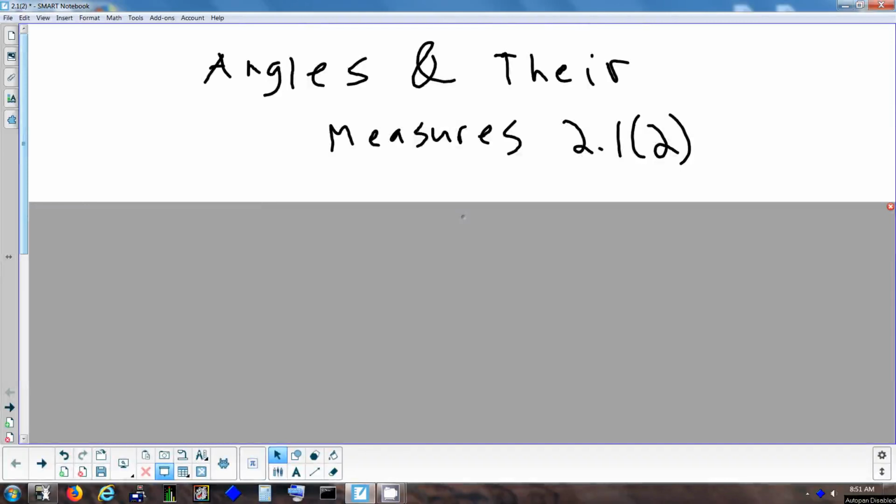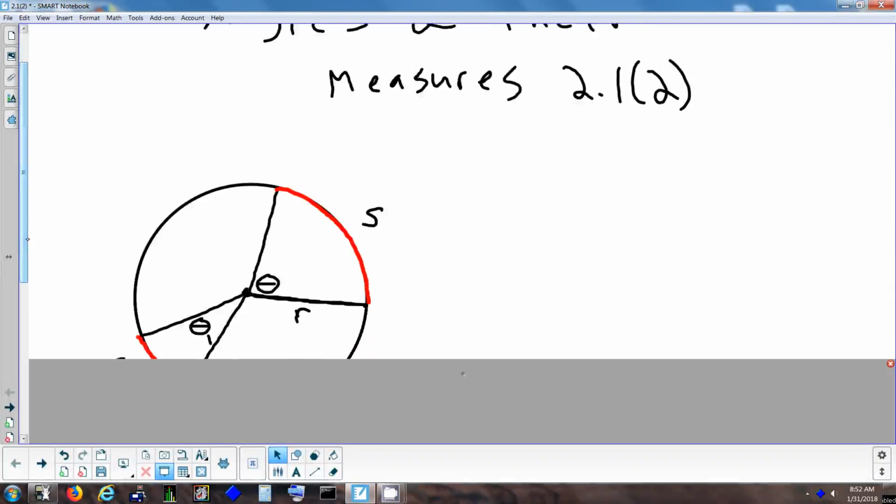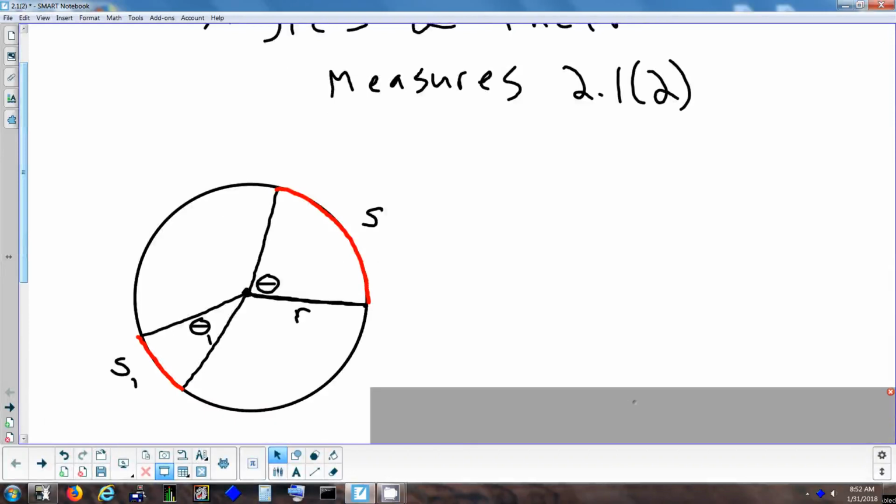Okay, so we'll look at what that shape looks like and then how we find the area of it. All right, so we're going to start with this picture. What I've drawn there is a circle, and inside the circle there are two angles.